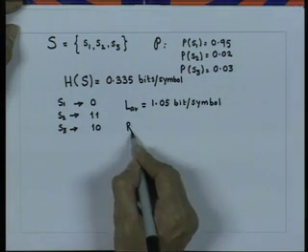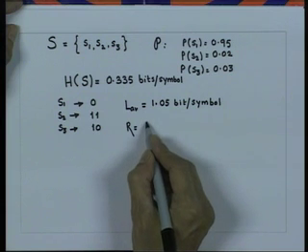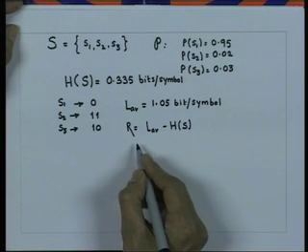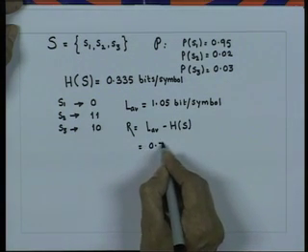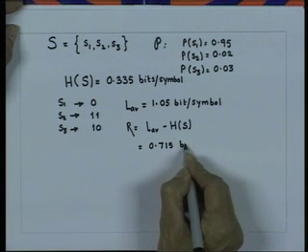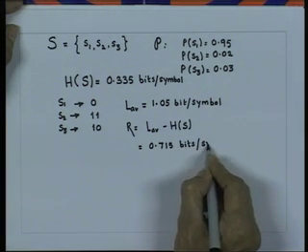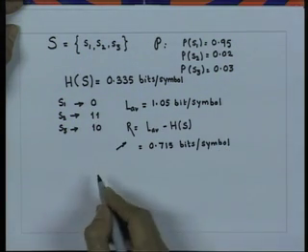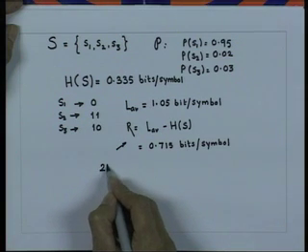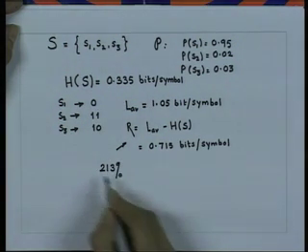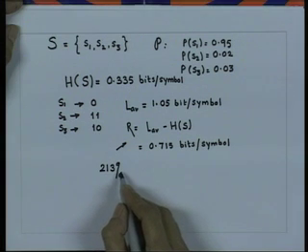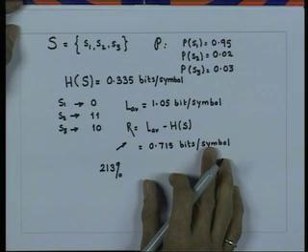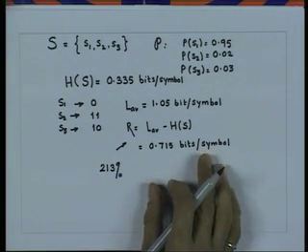Redundancy, which is defined as the average length minus the entropy, in this case will be equal to 0.715 bits per symbol. So, this redundancy is about 213% of the entropy. This means that to code this sequence we would need more than twice the number of bits promised by the entropy.